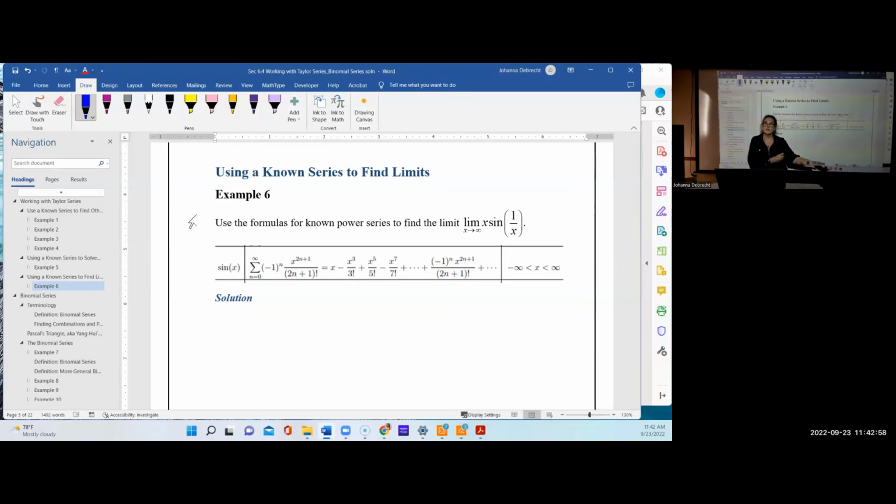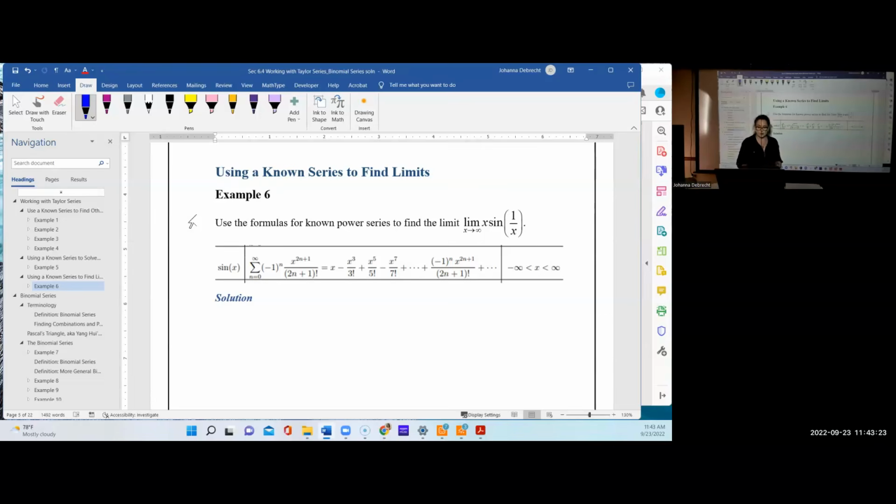Now, we've had to do these before using L'Hopital's rule, because as x goes to infinity, this approaches 0, and sine of 0 is 0. And then x is going to infinity, so we have the form infinity times 0, which is indeterminate. So we've been doing these with L'Hopital's rule. They can also be done using power series.